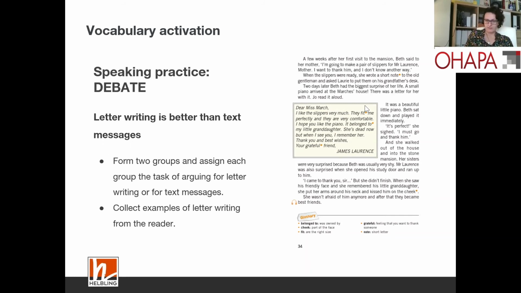So here, for example, in this picture, you can see one letter, and there are a lot more examples. There are telegrams, and there are all sorts of different types of communication. So this can be a nice experiment as well to compare different types of communication in the story and, of course, today. So these were my ideas. I hope you can use any or some of them in your own classes.